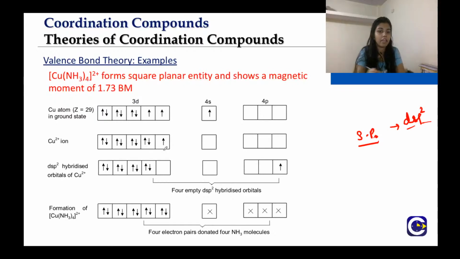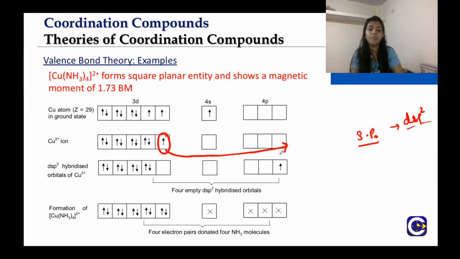It is having one unpaired electron. This should be vacant for dsp2 hybridization. So what happens here is that the promotion of electron takes place from this d orbital to 4p orbital. This is a very important example. I am again repeating, we expect that this complex should have an sp3 hybridization, but this complex is having a dsp2 hybridization. Okay. So what is happening here? The electron is promoted from 3d to 4p.